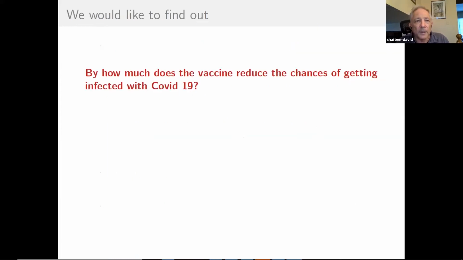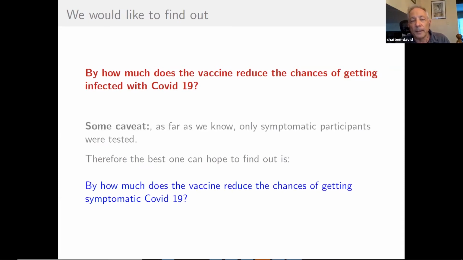Okay, so what would we like to find out? We would like to find out by how much the vaccine reduces your chances of getting infected with COVID. The first thing to note is that they only tested symptomatic participants. Therefore, the best that we could hope for is to find how much the vaccine reduces the chance of getting symptomatic COVID, because we don't know how many of them got the virus but did not show symptoms. But let's keep it in mind and do the statistical analysis for how likely the vaccine is to reduce your chance of getting symptomatic COVID.